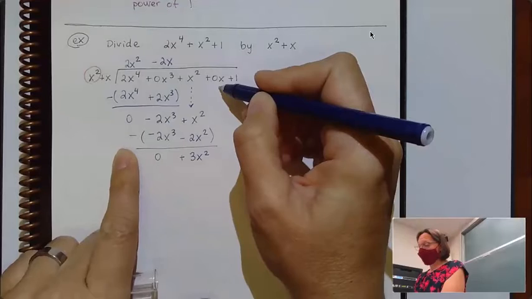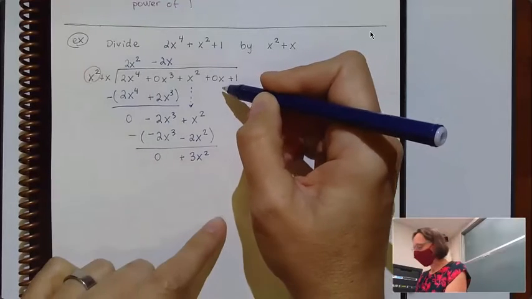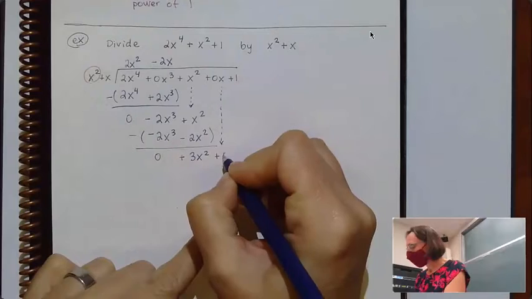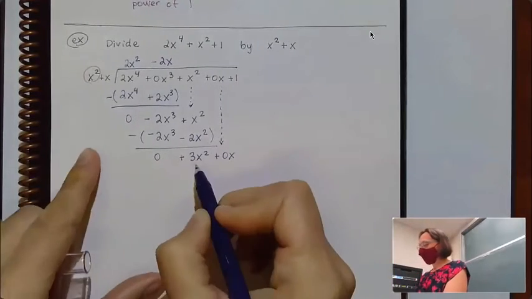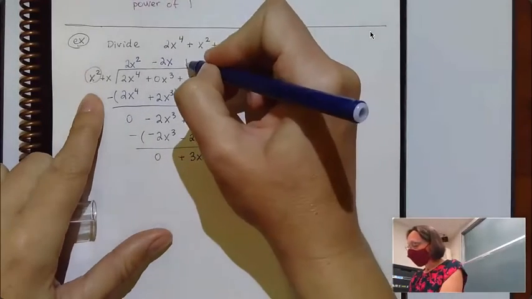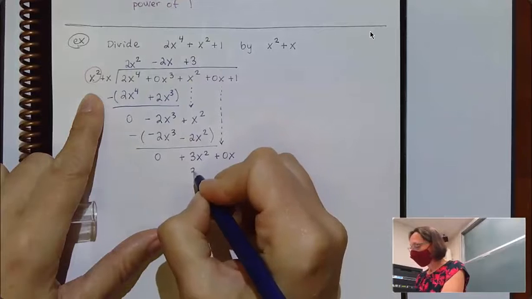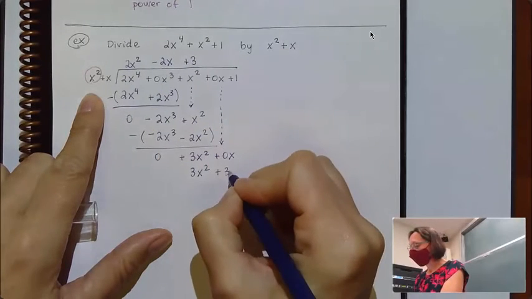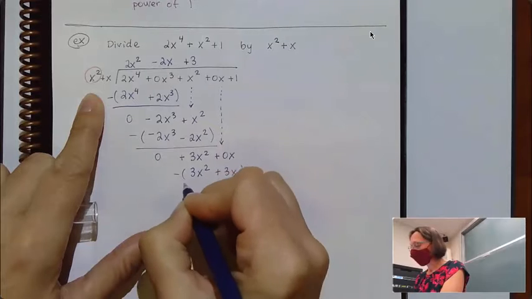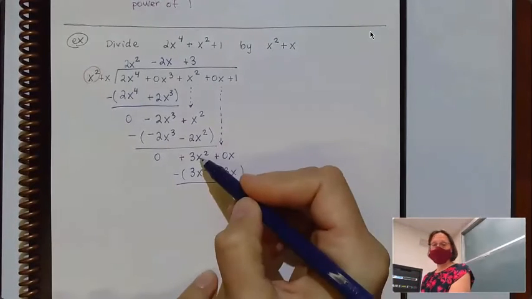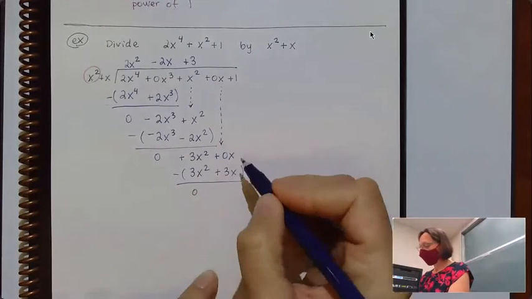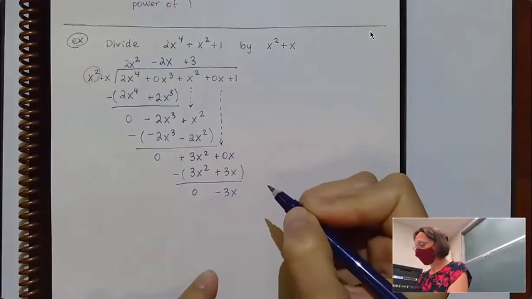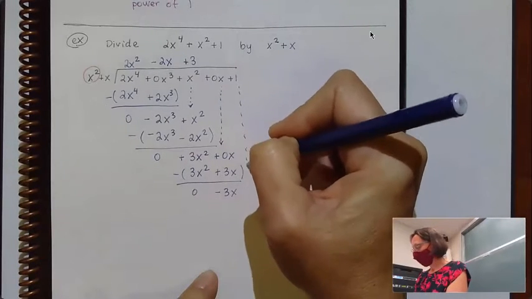And then I'm bringing down the 0x, so plus 0x. Well, x squared times 3 is what's going to give me the 3x squared. And 3 times x would be a plus 3x. And then I'm subtracting that whole thing. 3x squared minus 3x squared gives us 0. And 0x minus 3x gives me a negative 3x. And then I'm going to bring down that 1.